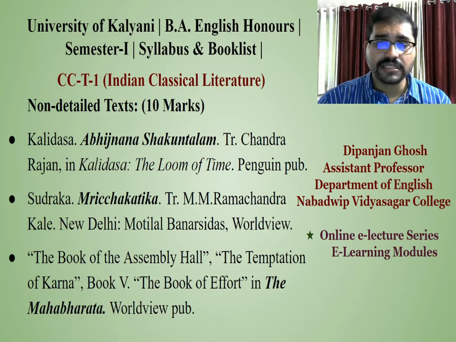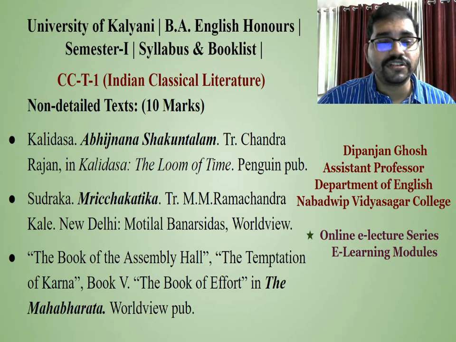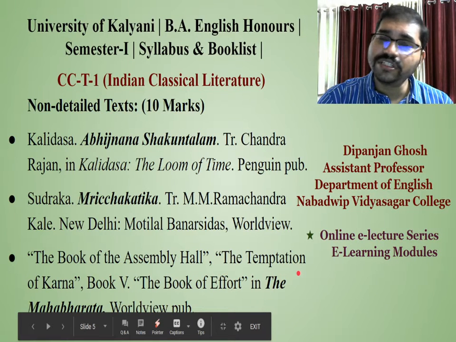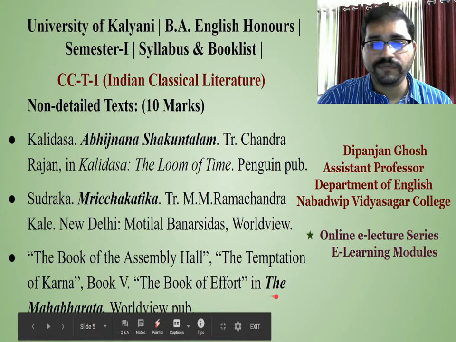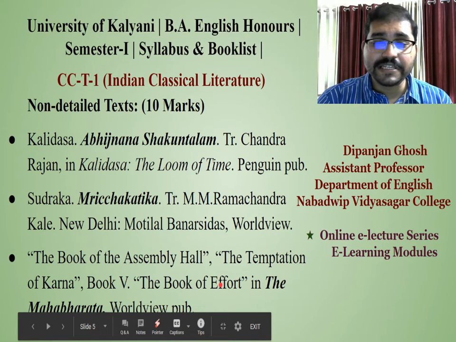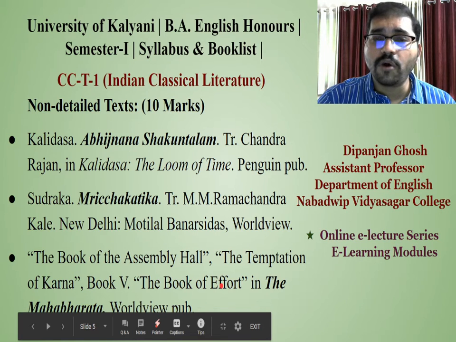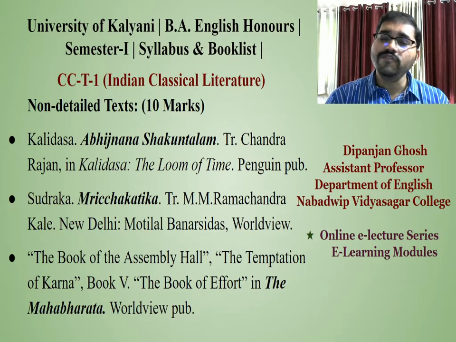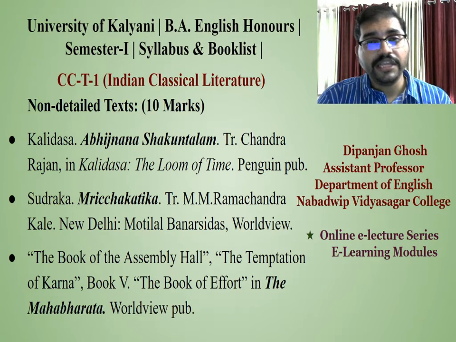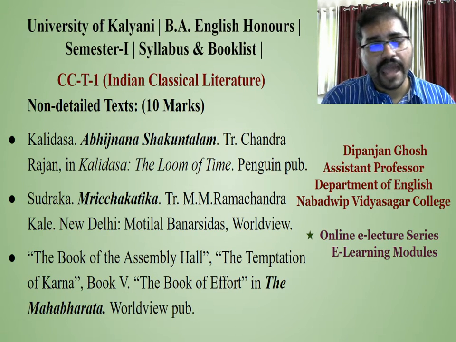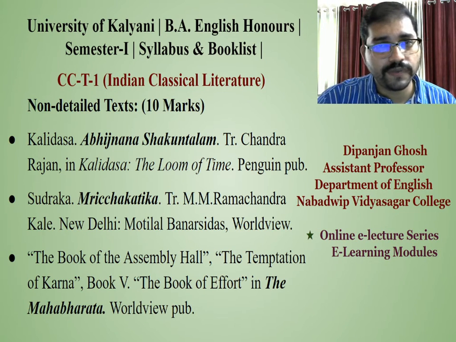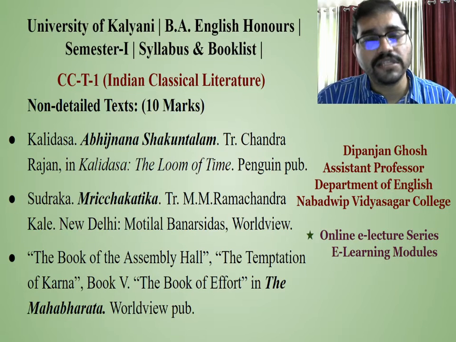The last one, again you will find, is a repetition of the Mahabharata. This particular section is the Book of the Assembly Hall and the Temptation of Karna from book 5, the Book of Effort in the Mahabharata, obviously. It is the Worldview publication, again, as I mentioned earlier. In the Worldview publication of the Mahabharata, some sections are for detailed study and some are for non-detailed. From the non-detailed section, the 10 marks question will come. From the detailed section, 2 marks and 5 marks questions will come.